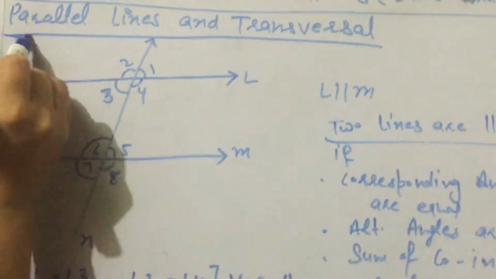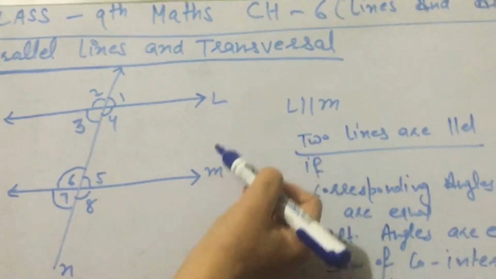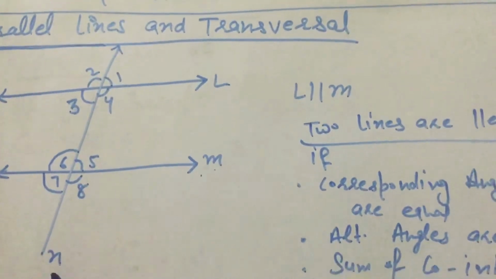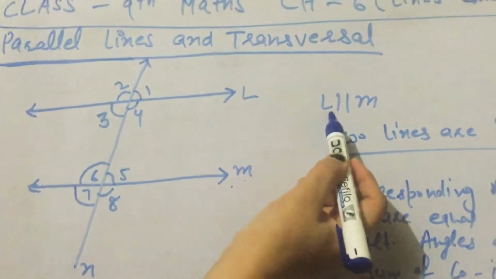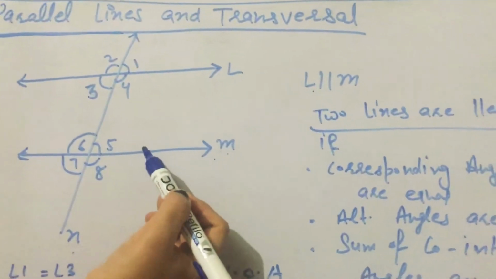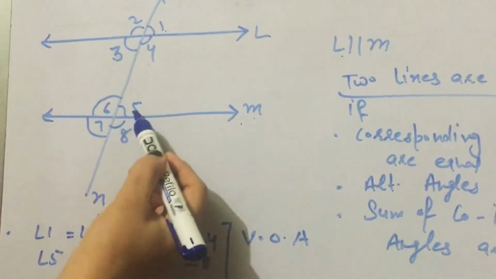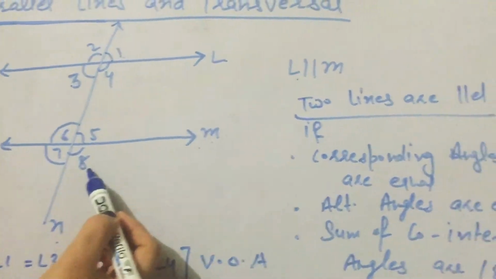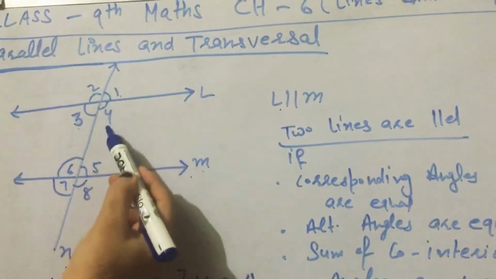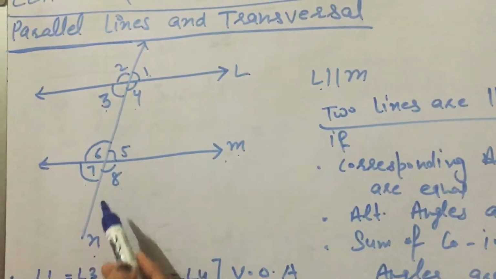Parallel lines are two straight lines which never intersect each other. Here L and M, two parallel lines, are given and one transversal is given. L parallel M is given and N is a transversal line on the two parallel lines L and M. Here I have marked angles 1, 2, 3, 4, 5, 6, 7 and 8. So angle 1 equals angle 3, angle 2 equals angle 4, angle 5 equals angle 7, angle 6 equals angle 8.